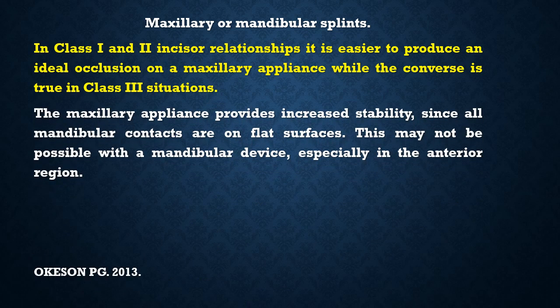Well, the choice of whether to use a maxillary or mandibular splint depends on classification. In case of a class 1 and a class 2 incisor relationship, it is easier to produce an ideal occlusion with a maxillary appliance, while the converse is true in case of a class 3 situation. But anyhow, the maxillary appliance provides more stability, since all mandibular contacts are on flat surfaces, and this may not be possible with a mandibular device, especially in the anterior region.